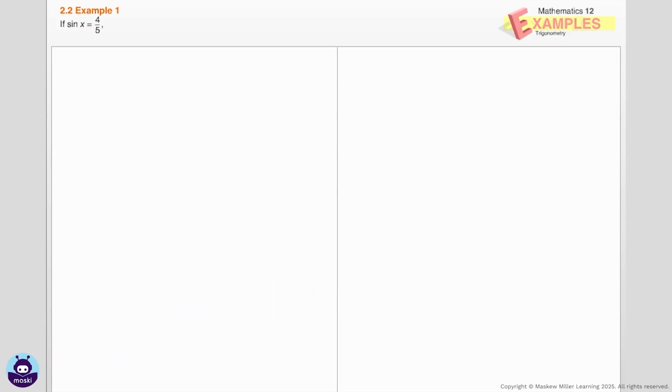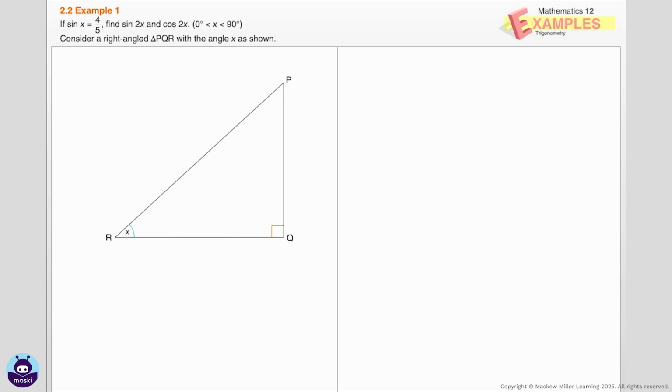Example 1. If sin x equals 4 over 5, find sin 2x and cos 2x, where 0 degrees is less than x, which is less than 90 degrees. Consider a right-angled triangle PQR with the angle x as shown.